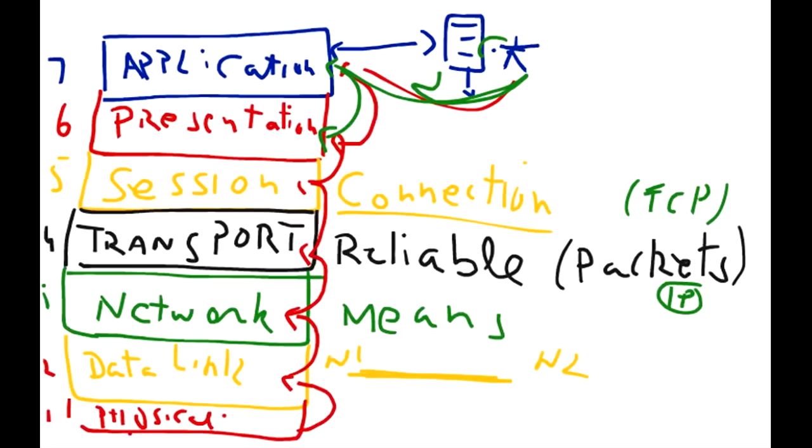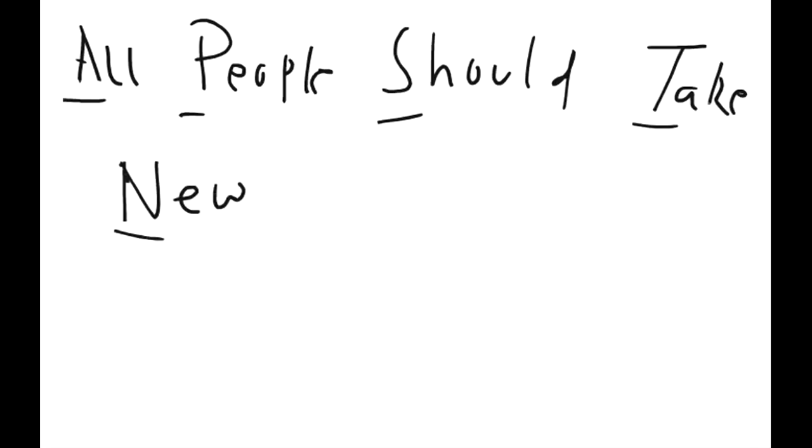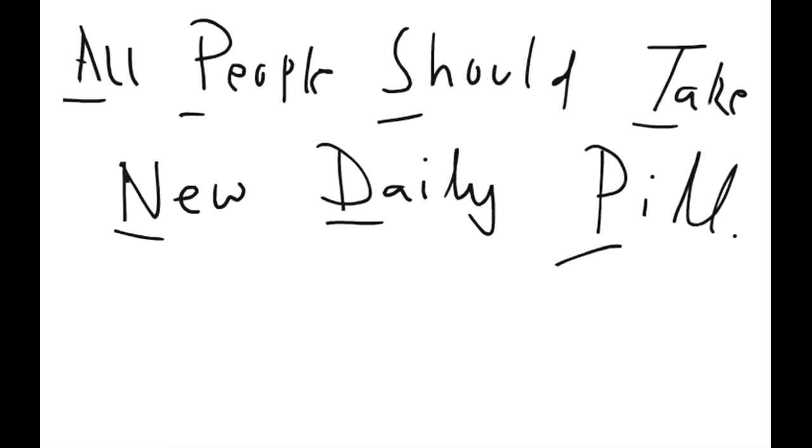So how do we remember which layer comes on the top and which layer comes on the bottom? There is a very easy way to remember it, and that is to remember a sentence. For example, we can say: all people should take new daily pill. Now you can make your own sentence to remember it.